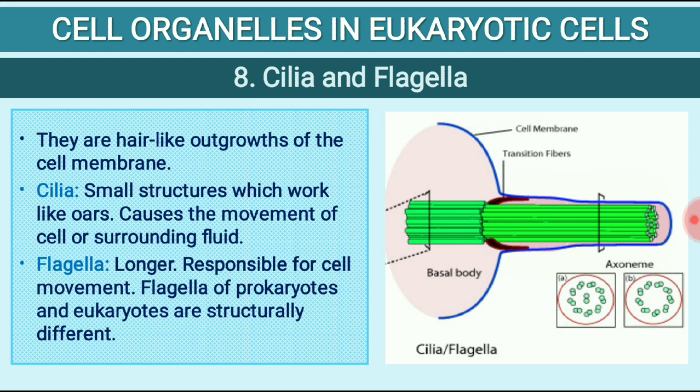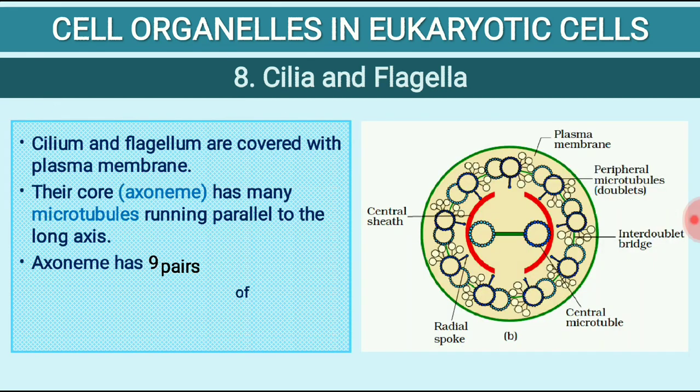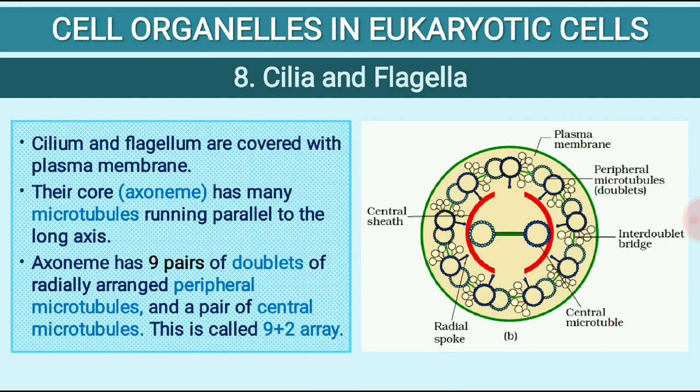The electron microscopic study of a cilium or the flagellum shows that they are covered with plasma membrane. Their core, called the axoneme, possesses a number of microtubules running parallel to the long axis. The axoneme usually has 9 pairs of doublets of radially arranged peripheral microtubules, and a pair of centrally located microtubules. Such an arrangement of axonemal microtubules is referred to as the 9+2 array.